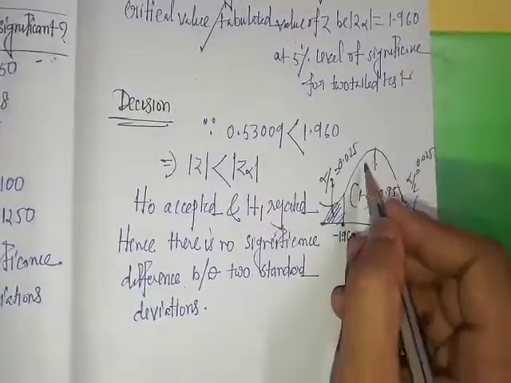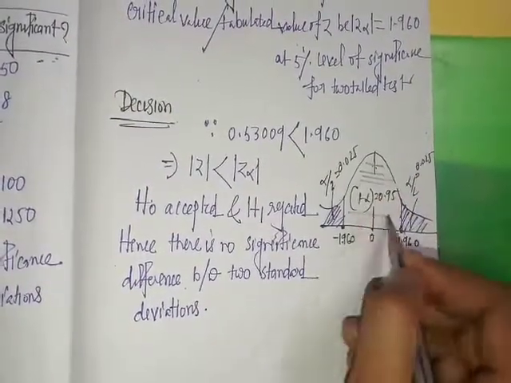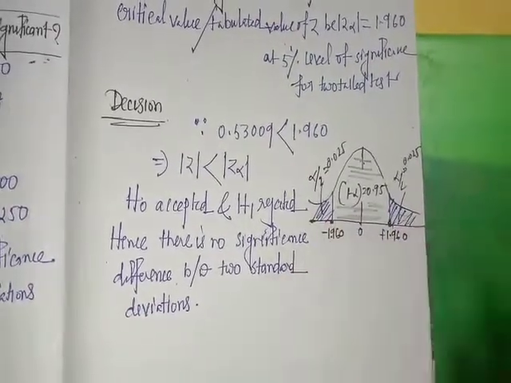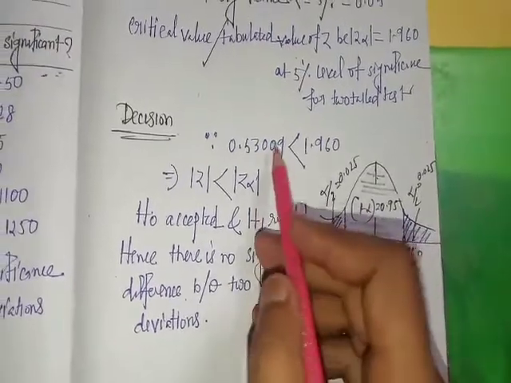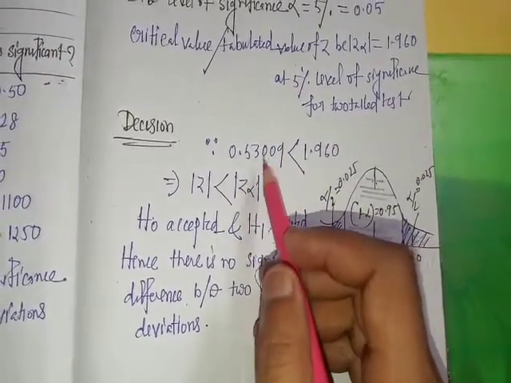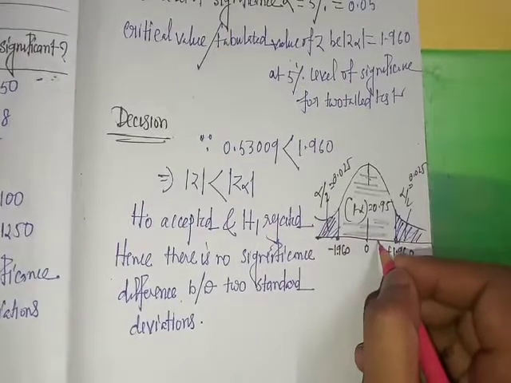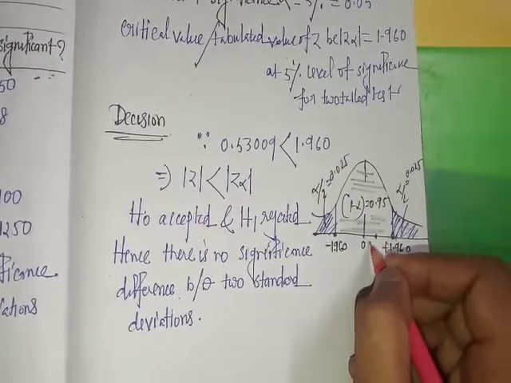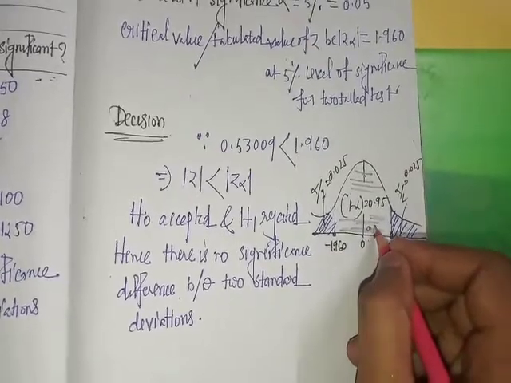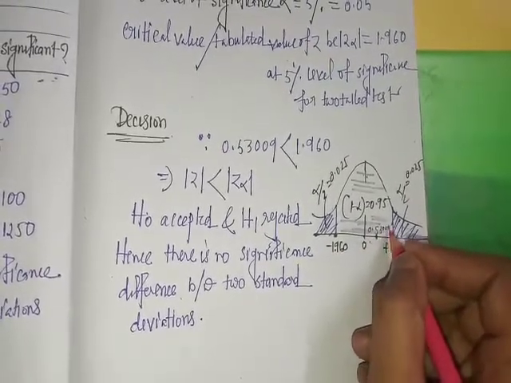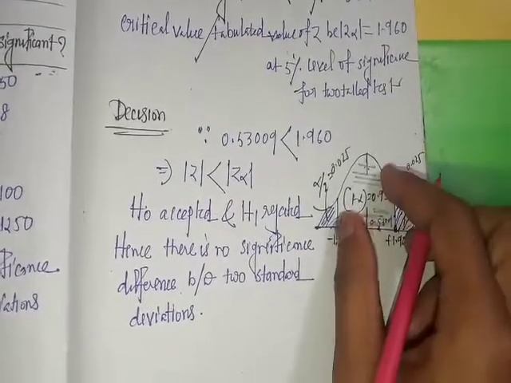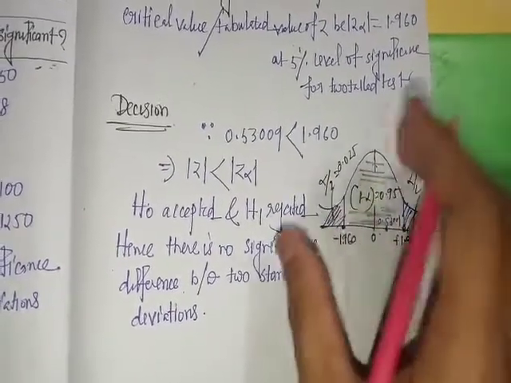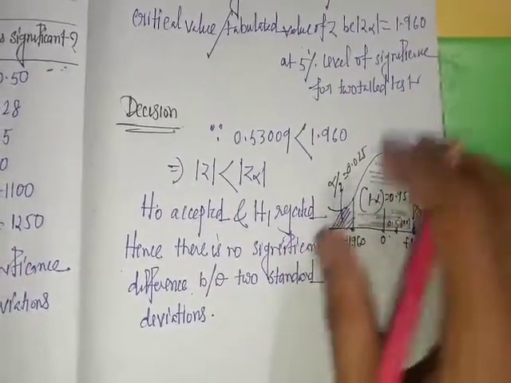This region is called the acceptance region. In this region the null hypothesis is accepted and in this region the null hypothesis is rejected. Here the calculated value of Z is 0.53009, so it lies at this point, and in this region the null hypothesis is accepted. So this is the figure of this problem.